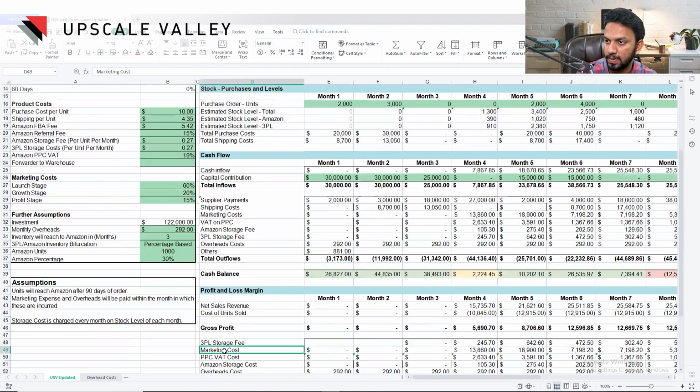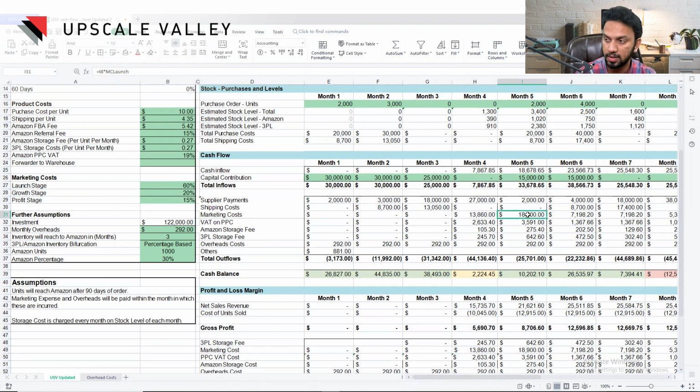Here is the marketing cost in the cash flow, that is the profit and loss. So in the marketing cost, if I press F2 here, it is the launch time right now, MC launch, so it's calculating 60% TACoS here. This is what we assume as the maximum value. So we see what can be the worst scenario for our cash flow if we launch this product.